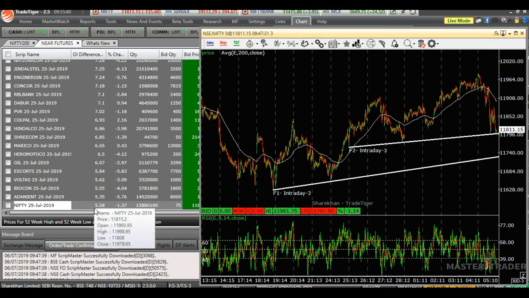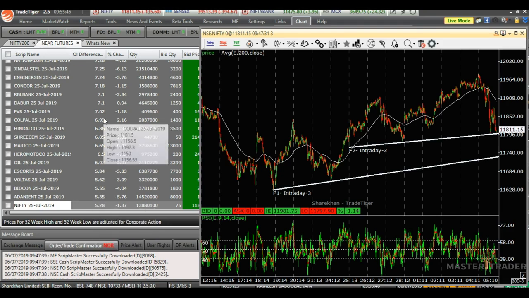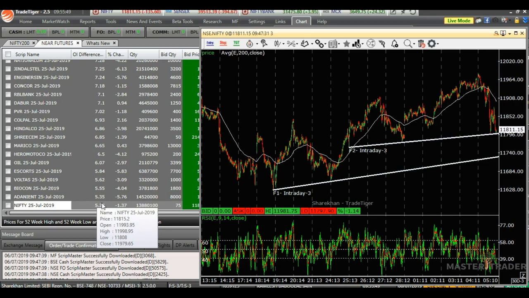So if we see today, the open interest in Nifty increased by 5%. This is all in percentage. The open interest in Nifty has gone up by 5%, and this percentage change is the change in price. So if you see, Nifty has gone down by approximately 1.33%. So we have a rise in open interest, we have a fall in price.